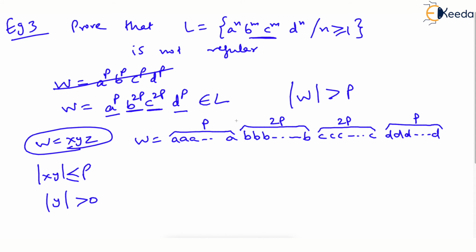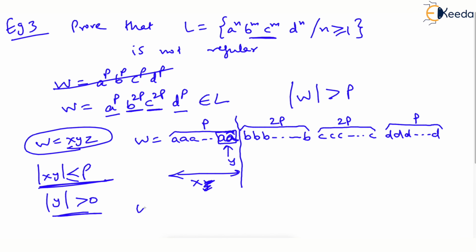How about taking these p characters as xy? So length of xy is definitely up to p, it's not more than p. But what about y? What should be y here? Throughout these 3 examples, we have been taking y as a single letter. It's not a rule. You can take the last 2 a's over here as y, just for a change. So you check that this portion is y, and now x is the remaining a's.